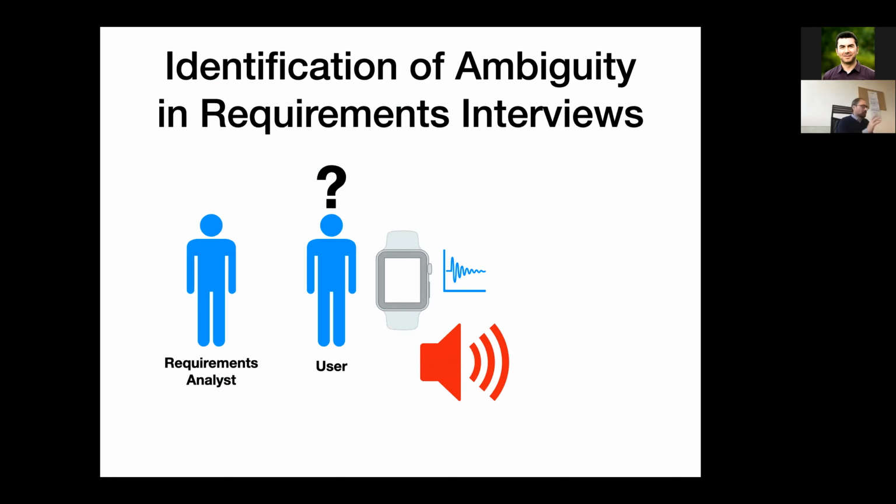In this sense, we made a recent contribution that initially was planned to identify ambiguity again in requirements interviews, to see whether the interviewee, the possible user, was actually understanding the question of the requirements analyst in a correct way. And we wanted to check this by monitoring some vital parameters with a wristband and with the sound, by recording the voice. But we understood that this didn't actually work.